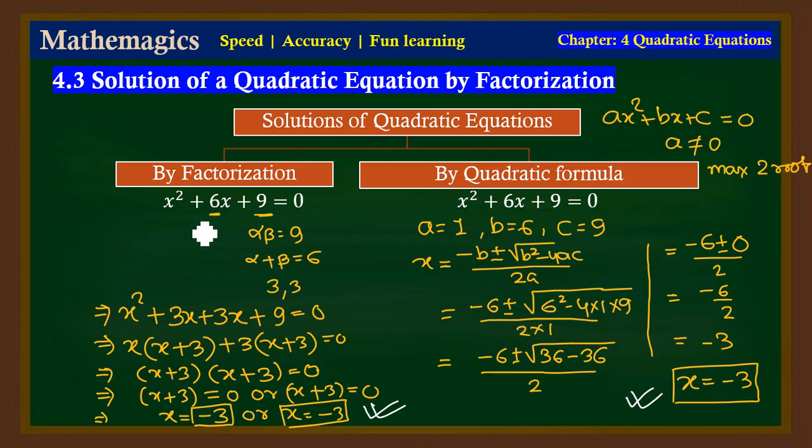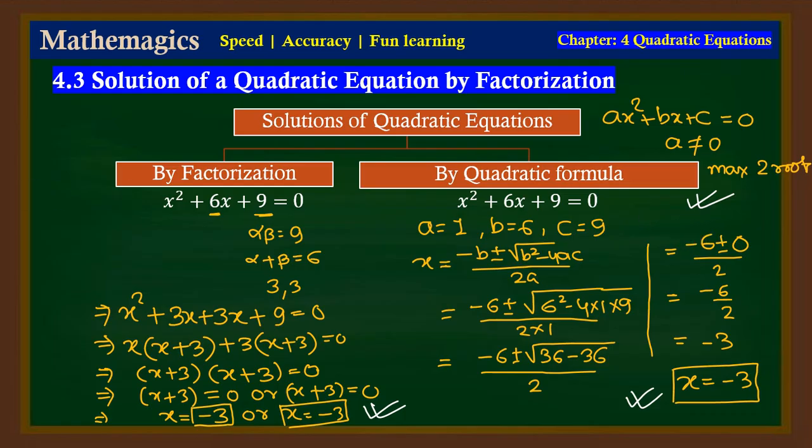Sometimes factorization cannot be done in some cases. For example, suppose there is involvement of some fractions, so it is a little difficult to get alpha and beta so that we can break the middle term and factorize. But with the help of the quadratic formula, we can find the roots of any kind of quadratic equation. So that's why the quadratic formula is the master formula to find the roots.